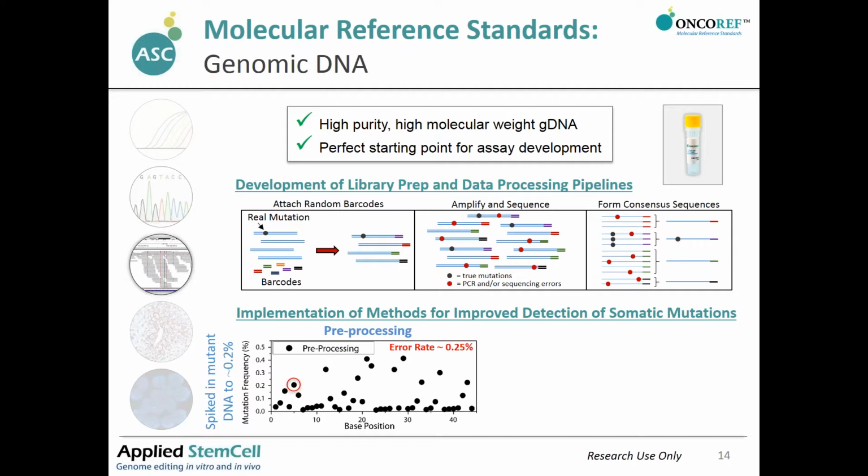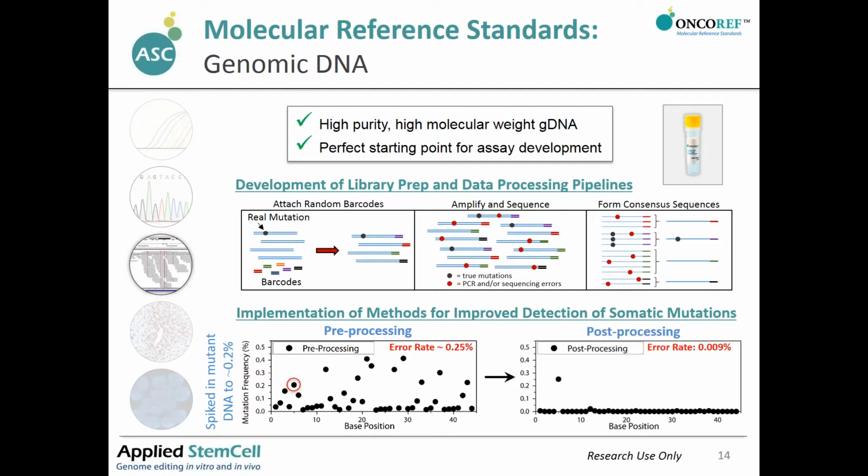And so here what you can see is that if you just look at normal next generation sequencing data, the true mutation is actually buried within the background noise of the method. However, using the molecular barcoding approach, the researcher was very easily able to distinguish the true mutation from all of the false mutations within the sequencing background. And so this just illustrates one potential application of using some of these genomic DNA reference standards for assay development.